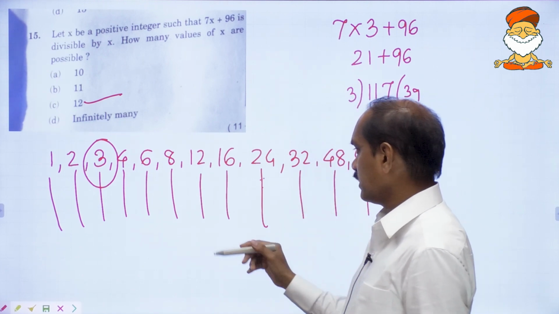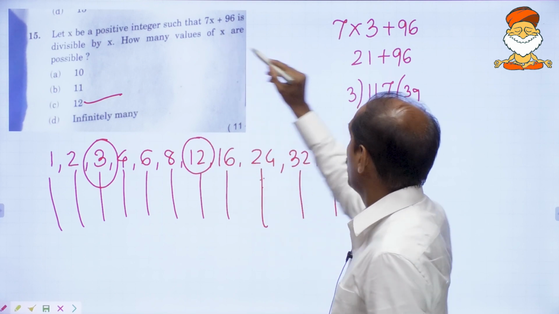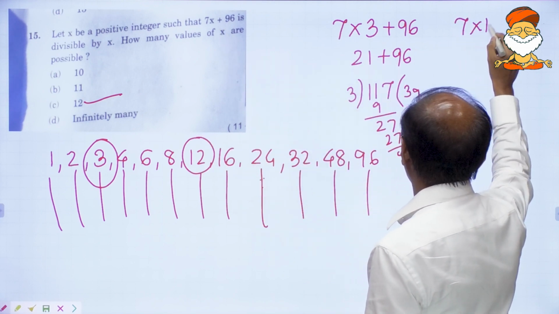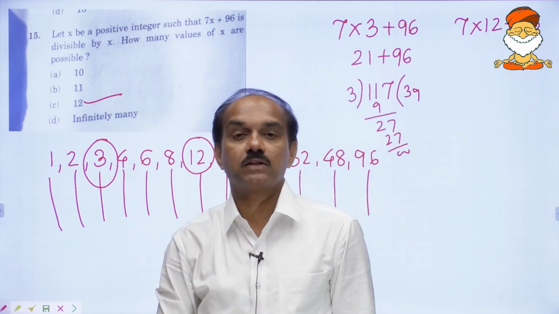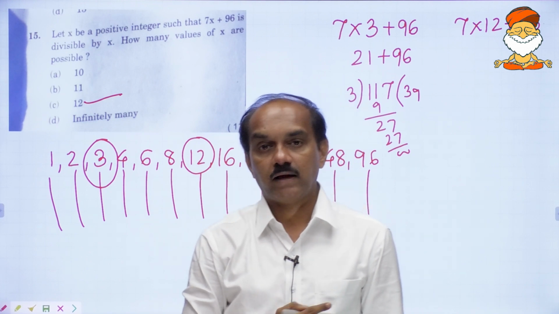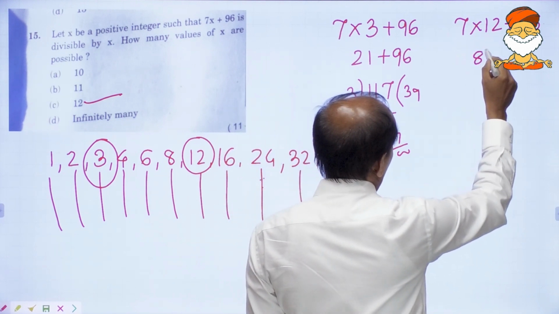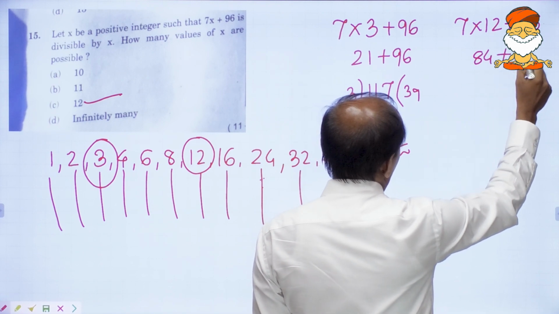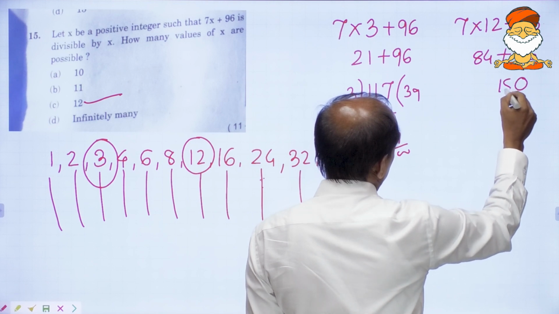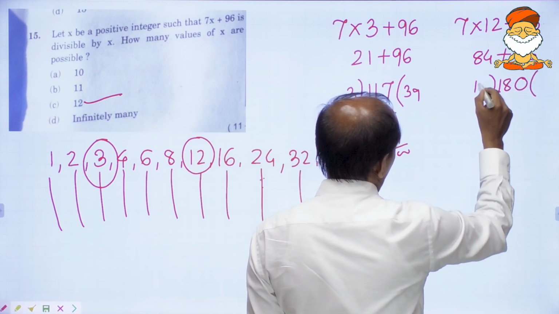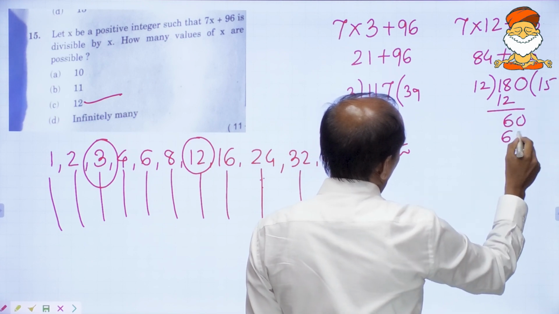We will take a different example. One more example, 12. If you take 12, 7 into 12 plus 96. And now I am checking whether 12 can divide this total. 12 7s are 84. Plus 96. 12 of course can divide this. 12 ones are 12. 12 5s are 60.